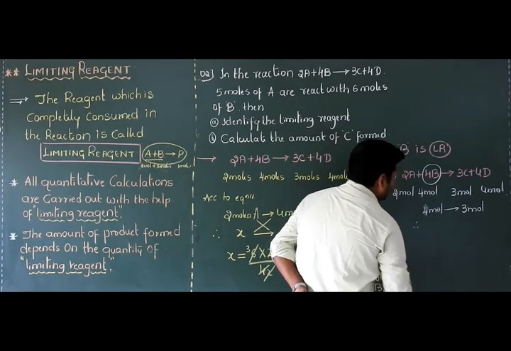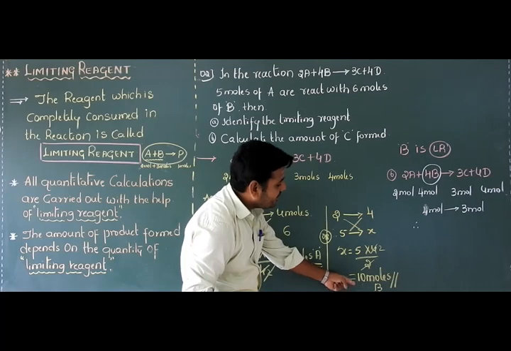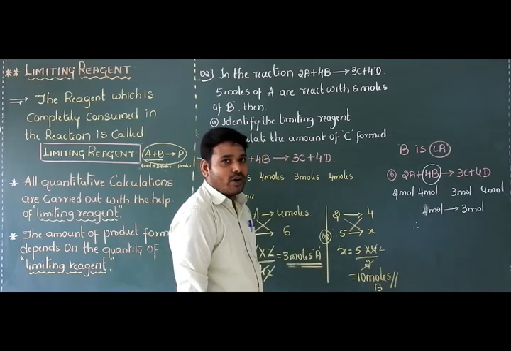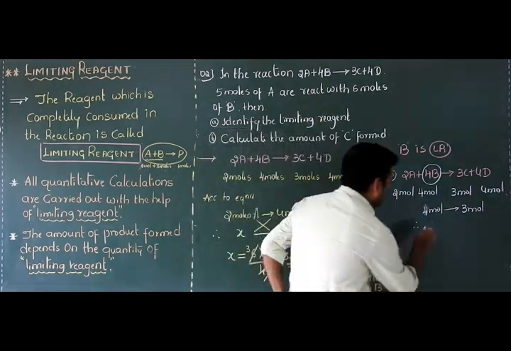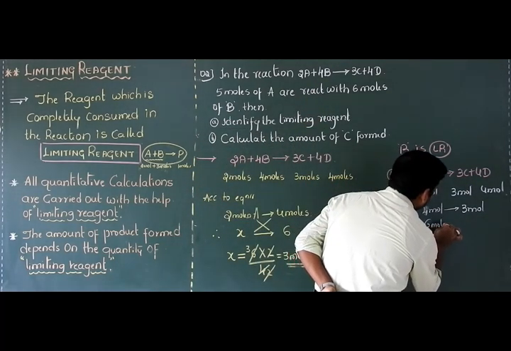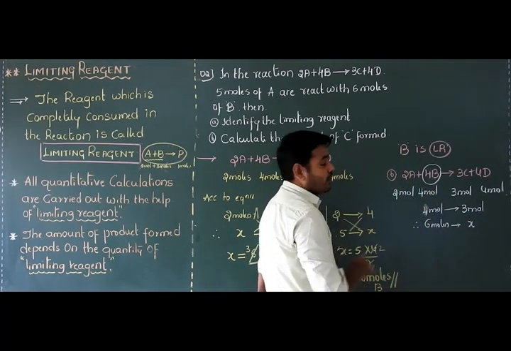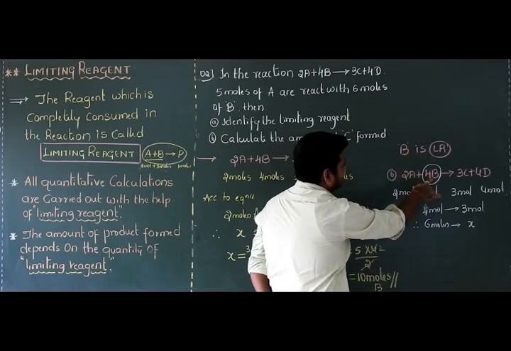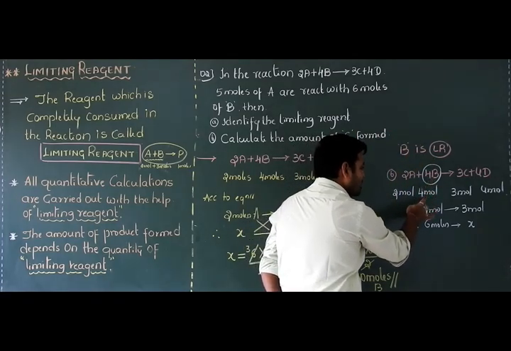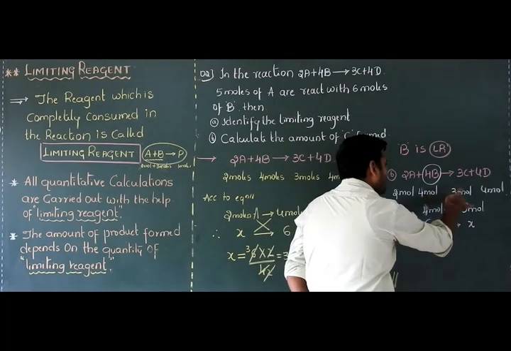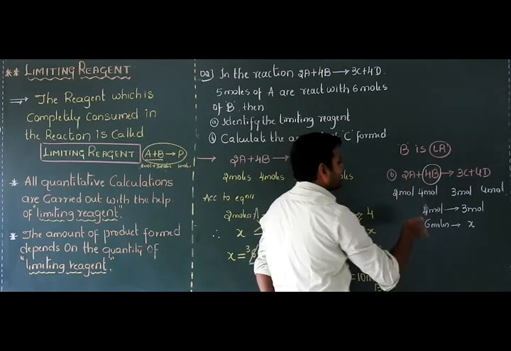So therefore, how many moles of B are required here? 10 moles of B are required. Then how many moles of B are available? 6 moles. So therefore 6 moles of B produces X moles of C. So available is 6 moles. Reacting limiting reagent B, according to the equation 4 moles of B produces 3 moles, therefore 6 moles of B produces X moles of C.